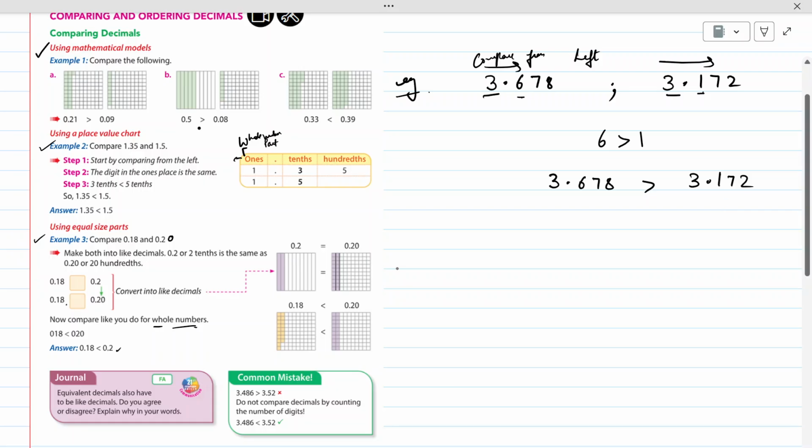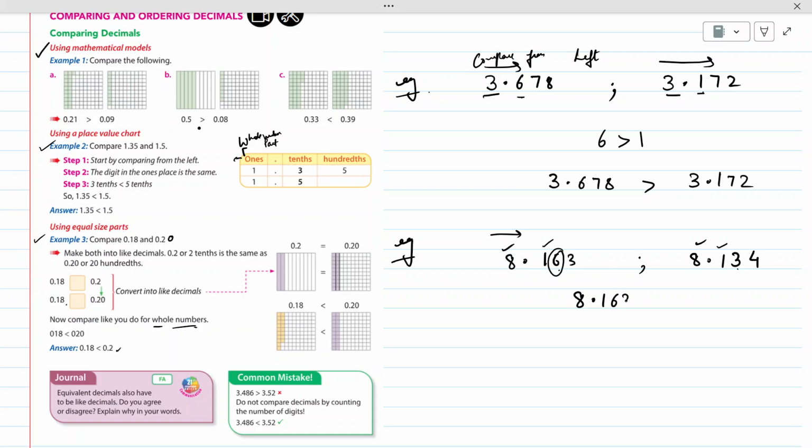Now, another example, kids. I'm taking 8.163 and 8.134. Now let's compare. We will move from the left. 8 is the same. Then we have the decimal, then the tenths place. At the tenths place, again we have the same number, 1. So we will move to the next place, that is the hundredths place. Here we have 6, here we have 3, and we know 6 is greater than 3. That means 8.163 is greater than 8.134.